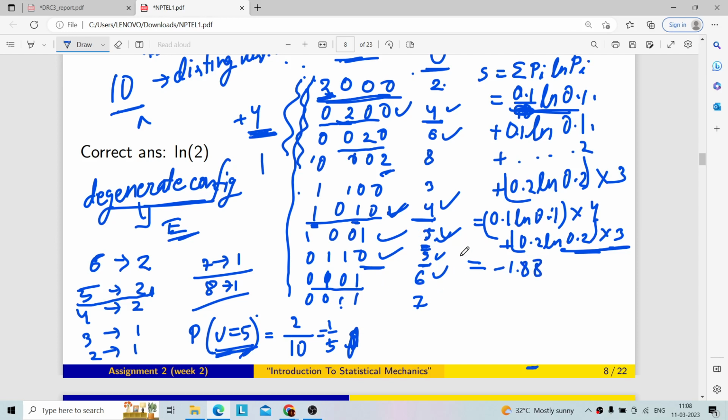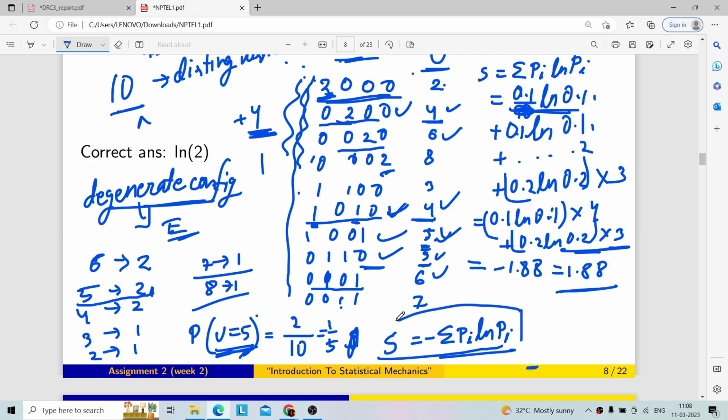Okay. I told you this formula was written wrongly. So S is minus summation over pi ln pi. So effectively it will be 1.88, right? This is one method. This is the correct formula. So from this method you got 1.88. Now you apply the other Boltzmann formula. From that you calculate the entropy. How much are you getting?